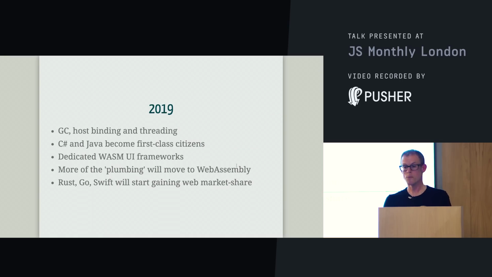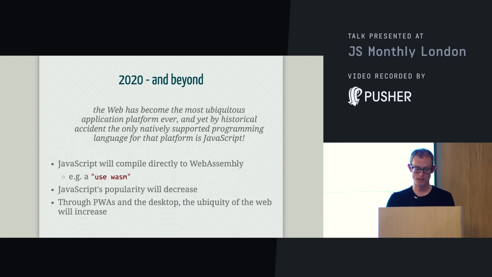Also, I think we'll see more of our general plumbing move to WebAssembly. For example, using React as an example, it does some computationally intensive tasks to do the DOM diffing. Why not put that in WebAssembly? Other frameworks, for example the Glimmer VM, which is a templating engine in one of the UI frameworks whose name I can't remember, I'm pretty sure will move to WebAssembly as well. Interestingly, though, I think we're going to start seeing Rust, Go, Swift, and other languages start to gain some web market share. You might think that's a good thing, you might think that's a bad thing, but I honestly think it's going to start happening.